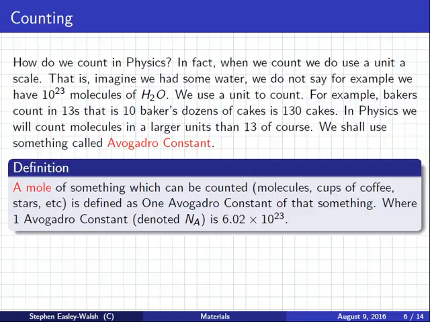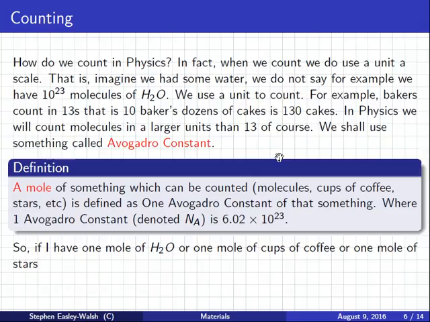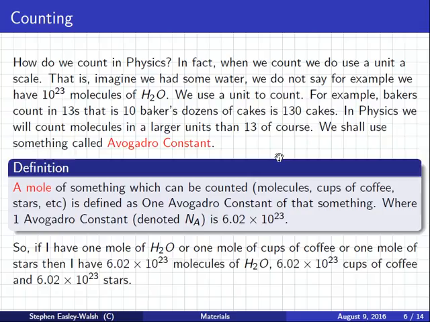Why this number? You probably know the answer already from chemistry. It's useful for other things which we'll see later. So anyways, if I have 1 mole of H2O, how much H2O do I have? Or a mole of cups of coffee, or a mole of stars, then I have that many molecules of H2O, that many cups of coffee, and that many stars. Okay, just the definition is enough. And yes, if you want to write down 1 mole equals 1 Avogadro's constant equals 6.02 times 10 to the 23, that's fine. Because I know you know this from chemistry, right?